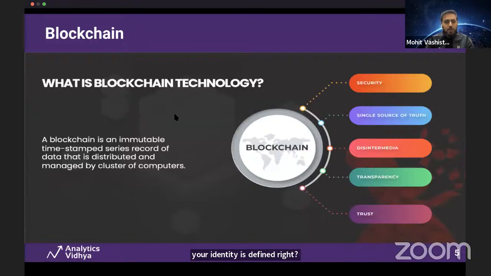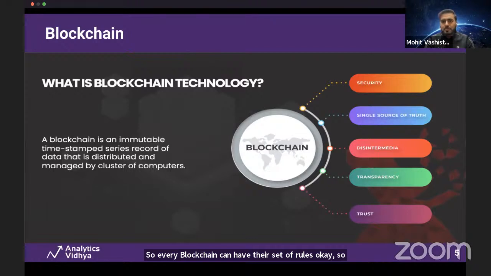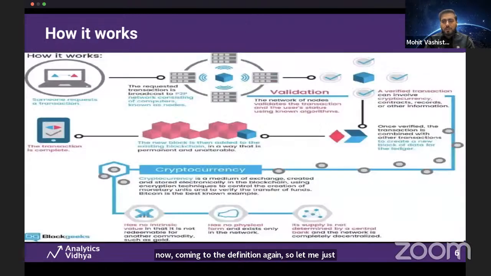Okay, so now coming to the definition again. So let me just, okay, can we hide this here? Okay, so coming to the definition again.